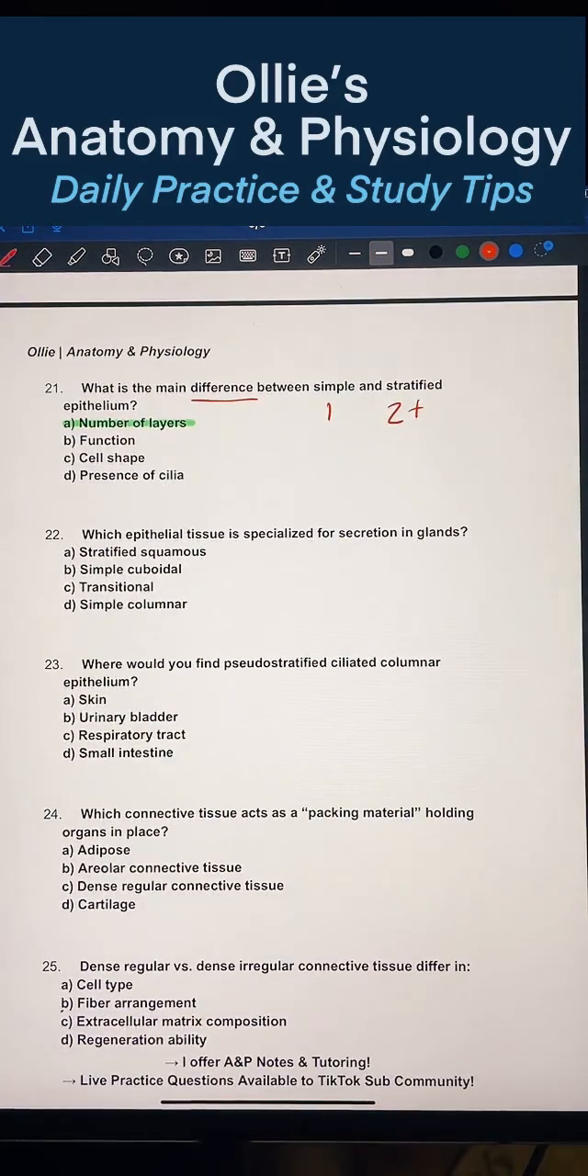But number 22, which epithelial tissue is specialized for secretion in glands? Secretion in glands, A, B, C, or D? Secretion in glands, what would that be?